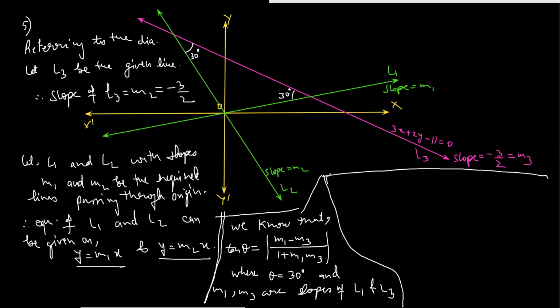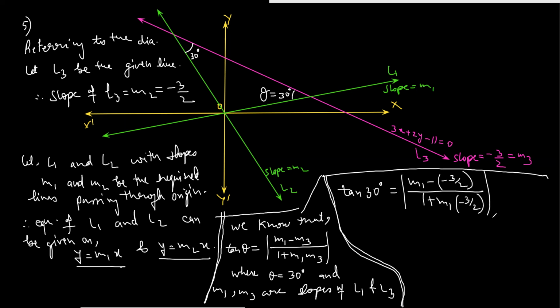Yes, sir. So can I now go ahead? See, tan of theta, so tan of 30 degrees. Theta is 30 degrees, which you know. M1 you do not know, so write m1. M3 you know, that is minus 3 by 2, upon 1 plus m1 into m3, which is minus 3 by 2. So what is tan 30? 1 upon root 3. So 1 upon root 3 equals m1 plus 3 by 2 upon 1 minus 3 m1 by 2.